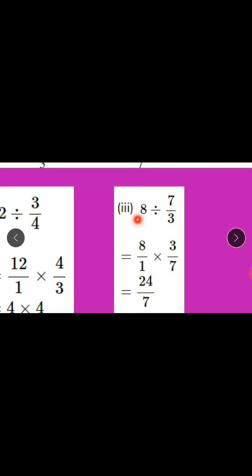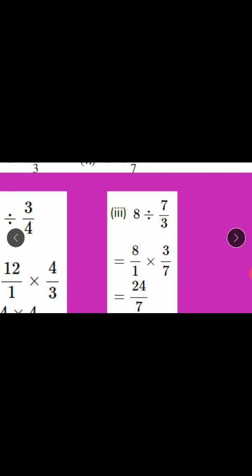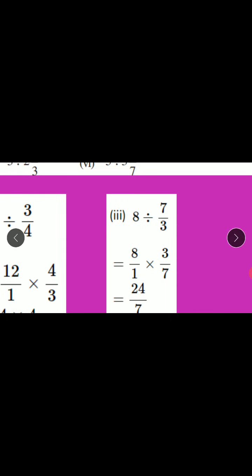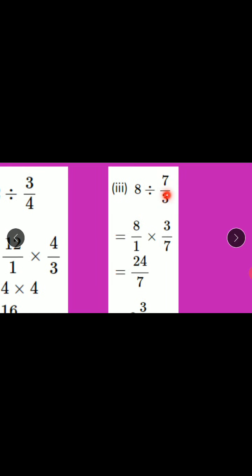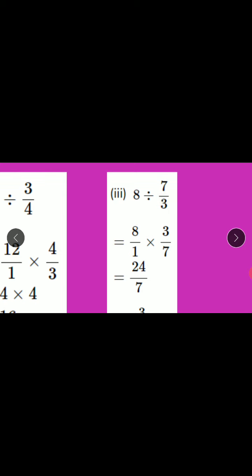We are not changing the value of it. So you're copying down 8, not changing the dividend value. We cannot divide the fractions directly, so you are changing the operation from division to multiplication. As soon as you change the operation, find the reciprocal of the divisor 7 by 3. The multiplicative inverse of 7 by 3 is 3 by 7. So now you see the step has changed to multiplication of fractions.